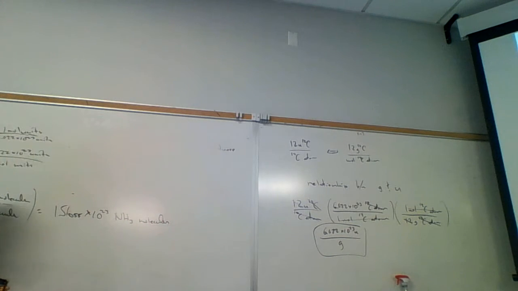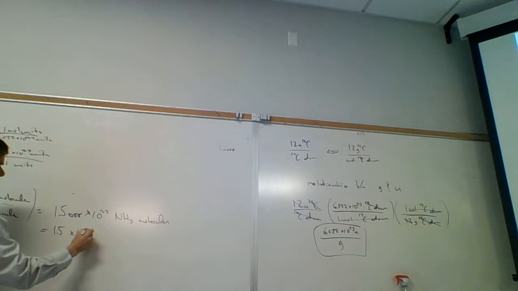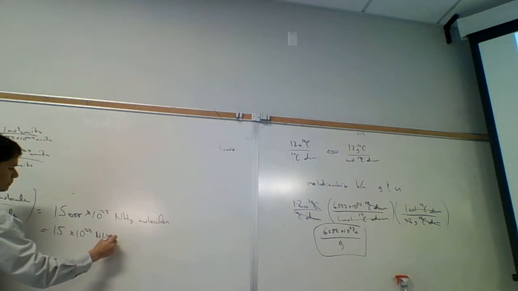Well, ammonia is going to form molecules because it's a binary molecular compound, but it's also composed entirely of molecules, and we don't see any common ions there that we're familiar with. And so you pretty much get the same answer. 1.5 times 10 to the 23rd ammonia molecules.